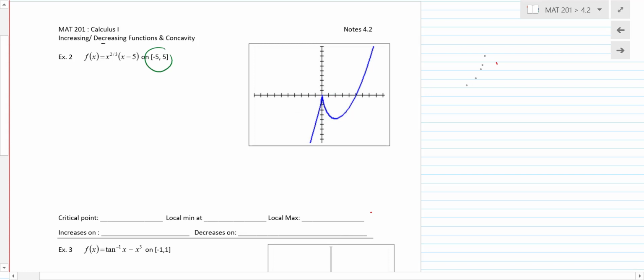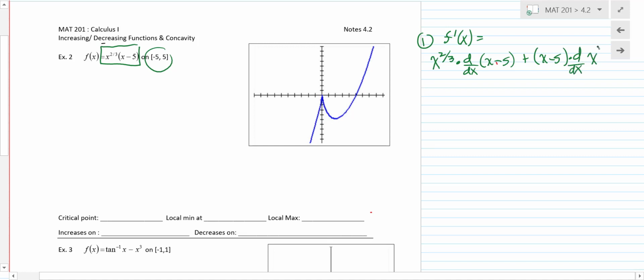Okay, so let's see. First step, what we need to do is go ahead and find the first derivative. Okay, so we need to do this derivative. That would be a product rule, right? So we need to go ahead and crunch out the product rule and see what goes on. Okay, all right, so let's do that. The first is going to be x to the 2/3. Then you multiply by the derivative of x minus 5. You can do that in your head if you want to save a step. Plus the second, times the derivative of the first.